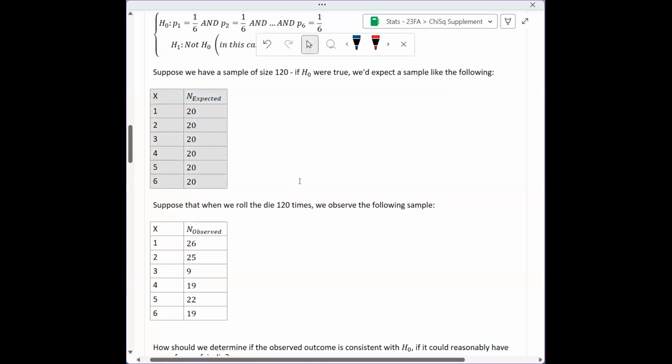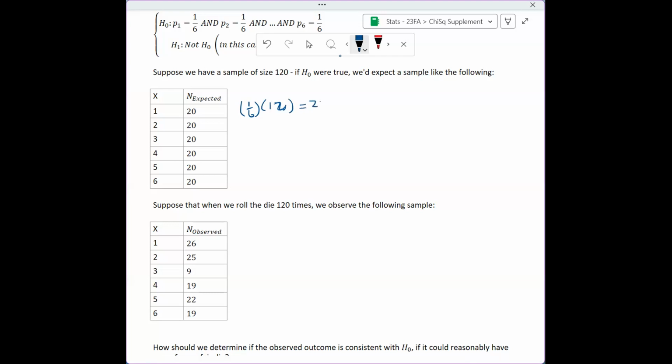If the die is fair, we would expect to get from 120 rolls 21s, 22s, and so on down to 26s. That would be the theoretically perfect sample from a perfectly fair die. How did I get these 20s? Well, this is 1/6 times 120, right? The probability of rolling 1 times the number of rolls gives me the expected number of rolls that come up 1 that I would get from a perfect sample from a perfectly fair die, and so on.